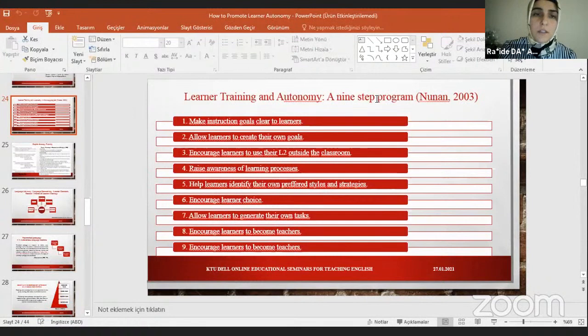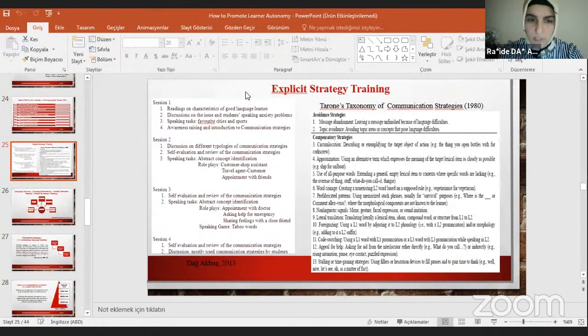Okay, so these are the steps that you can follow so as to help your learners to become autonomous by making use of learner training. And when it comes to the explicit strategy training, I can give you another example. For instance, in 2013, I conducted a strategy training program for my students who felt anxious in their speaking. So they were my prep year students.